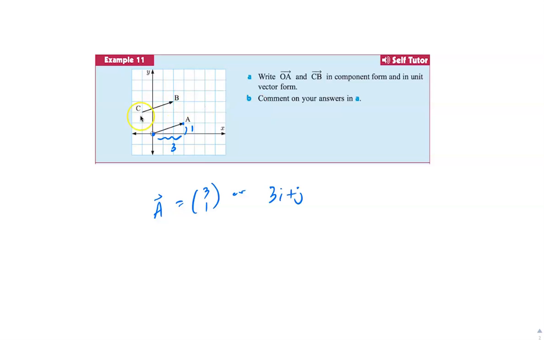I can do the same thing to CB right here. So I'm going to go over 3 and up 1. So you can write CB as (3, 1), or 3i plus j. And those two will be equal vectors. They're the exact same vector. They're the exact same component form. It's essentially the same slope. And that's the video.